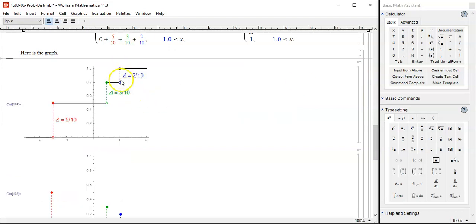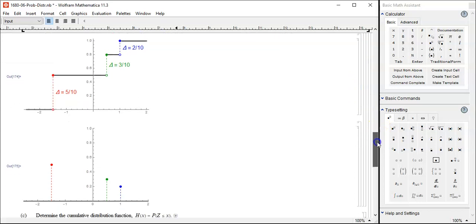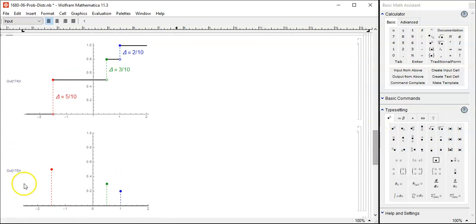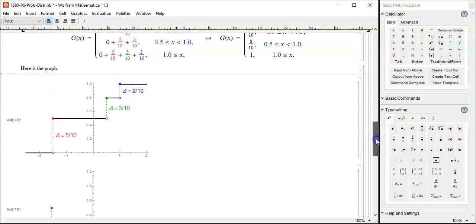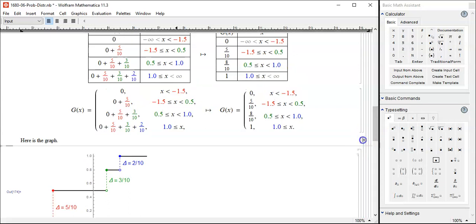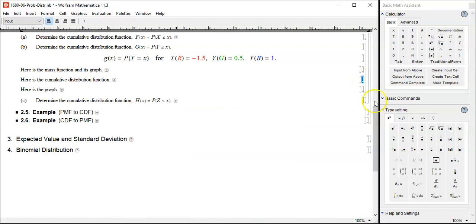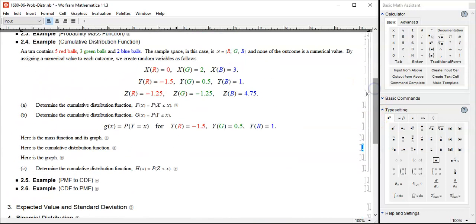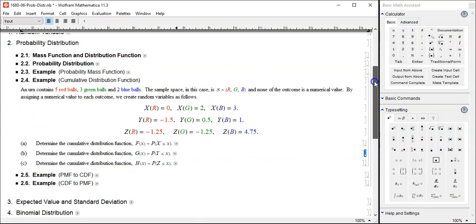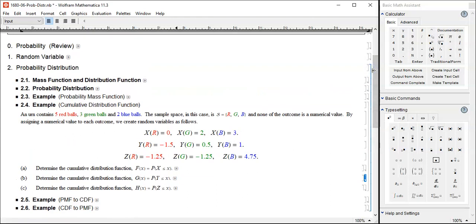And then each jump corresponds to the mass function. 5/10, 3/10, 2/10, respectively. So that's how you get the cumulative distribution function. And the third problem here, I'll just leave to students.